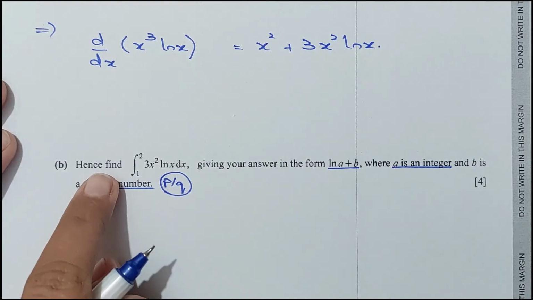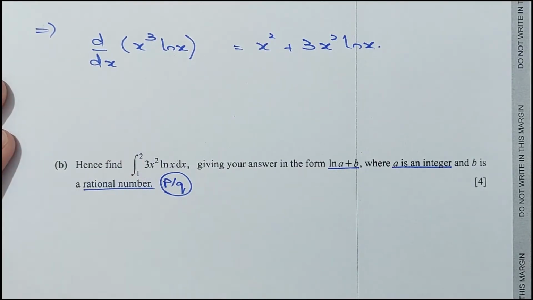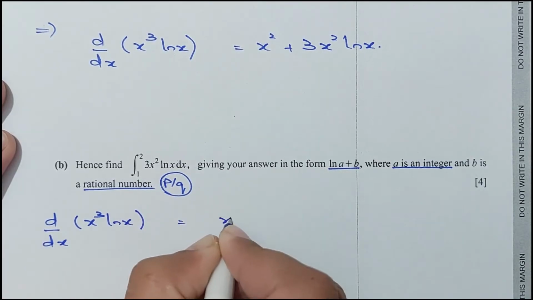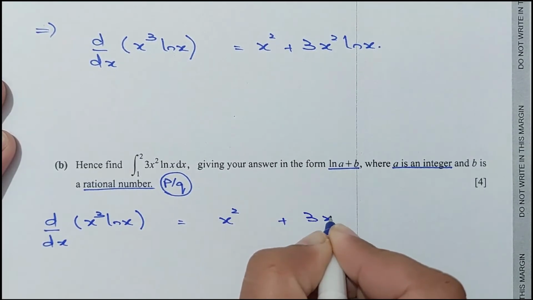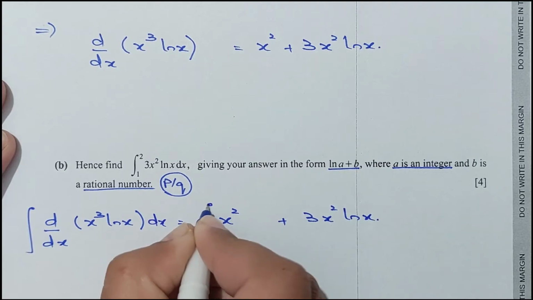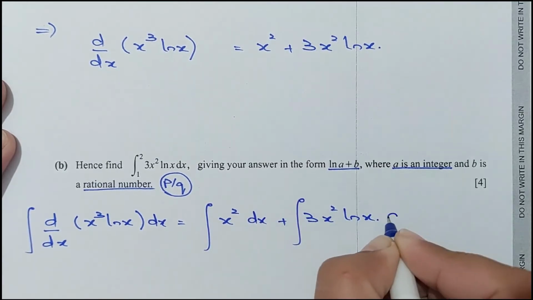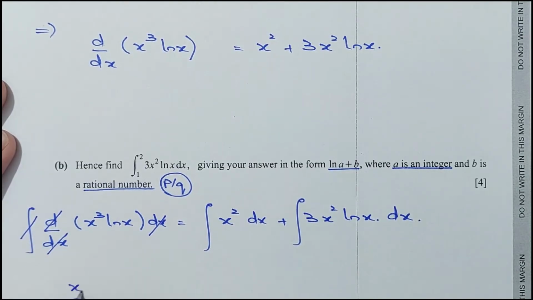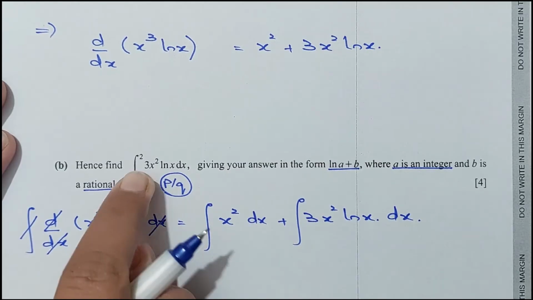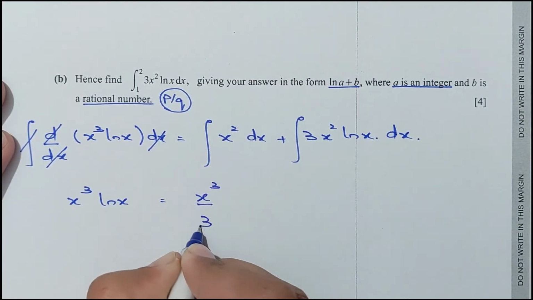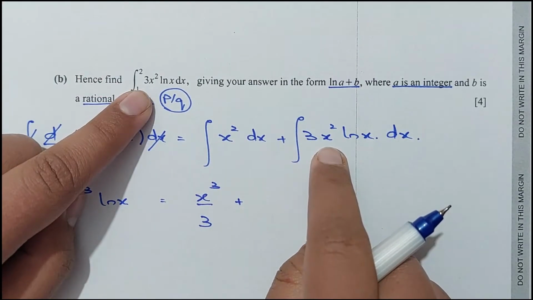All right. So hence find means we have to use the first part. In the first part, we have given d by dx of x cube ln x. This is x square plus 3x square ln x, right? Integration dx on both sides. So dx is cancelled with dx, derivative is cancelled with integral. We are left with x cube ln x. We are not applying the limits right now, okay? This is x cube over 3 plus the integral of 3x square ln x dx.